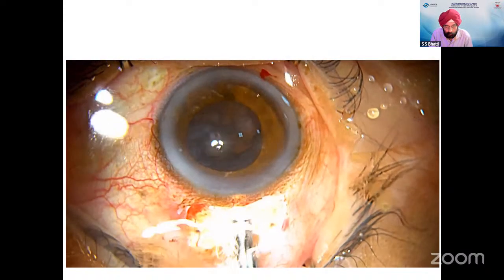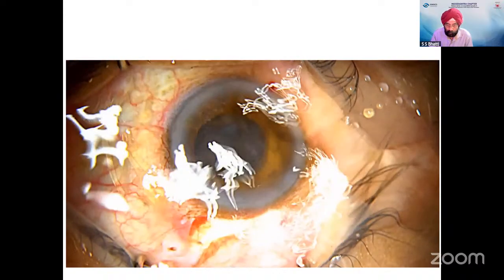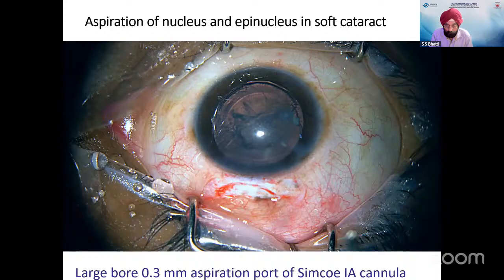Fluid goes in. Everything that is not firmly attached anywhere comes out. Right? So this would be one way to remove the epinuclear cortex. And you can also remove it with a large Simcoe.